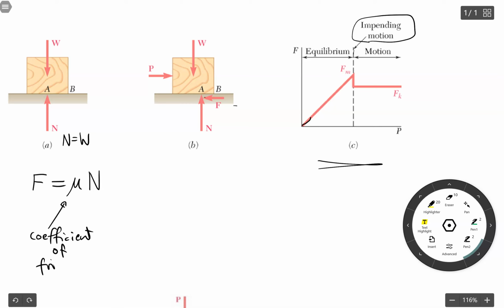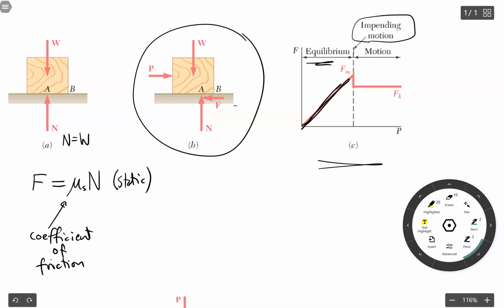Now we have two types of friction. We have what we call static friction, and we use a little subscript s, μs, and that's basically what we have going on in this area when we're in equilibrium and the thing isn't moving. So not moving, static. Once we overcome that maximum force of static friction, then it starts to move, and we have what we call kinetic friction.